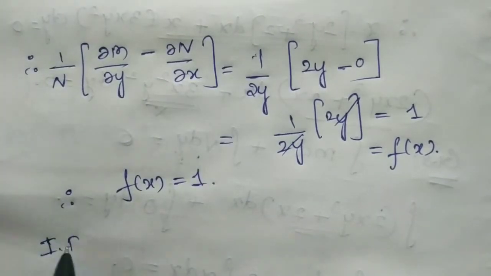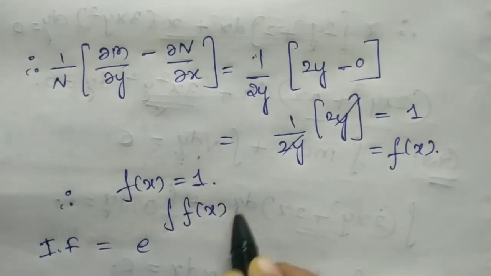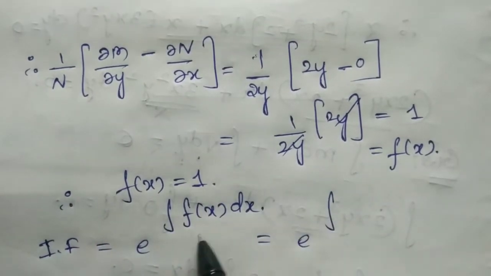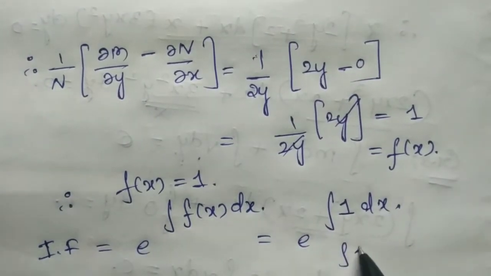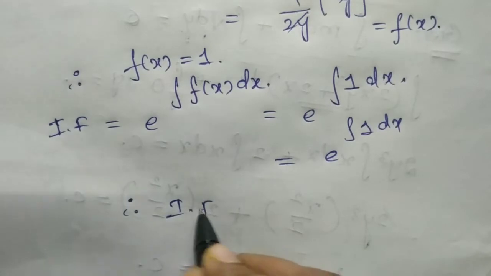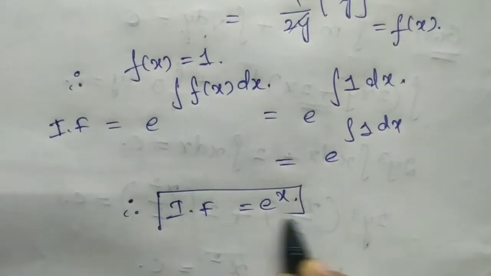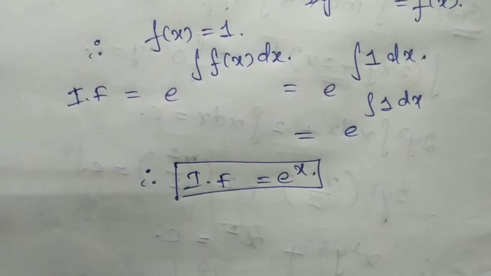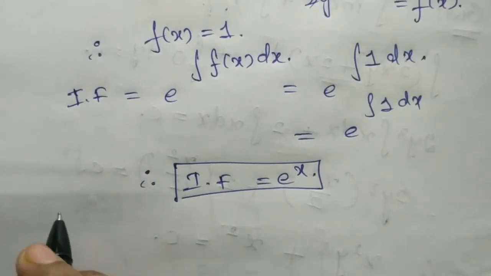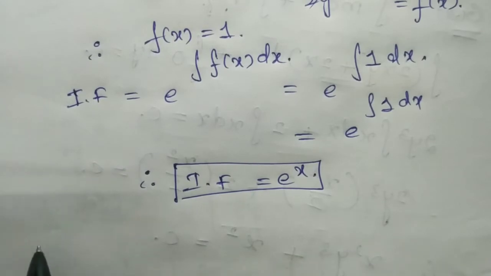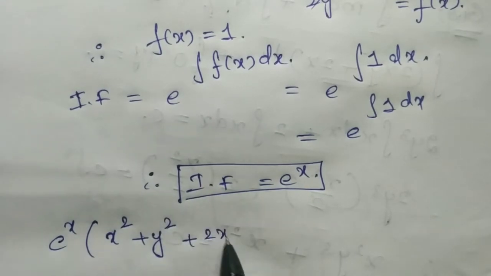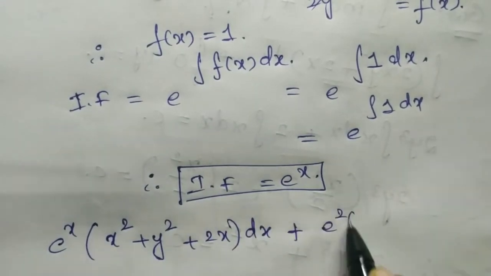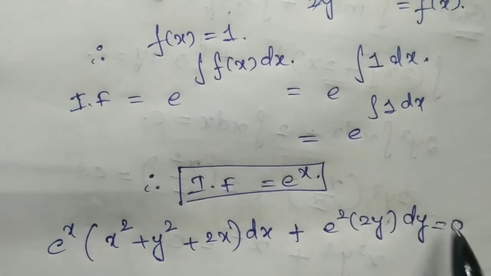So the integrating factor is e power integration of f of x dx. So e power integration of f of x, which is 1, dx. So that is equal to integration of 1 dx, which is x. So therefore the integrating factor equals e power x. So by multiplying by this integrating factor, we get the general solution. So therefore e power x into (x square + y square + 2x) dx plus e power x into 2y dy equal to 0.